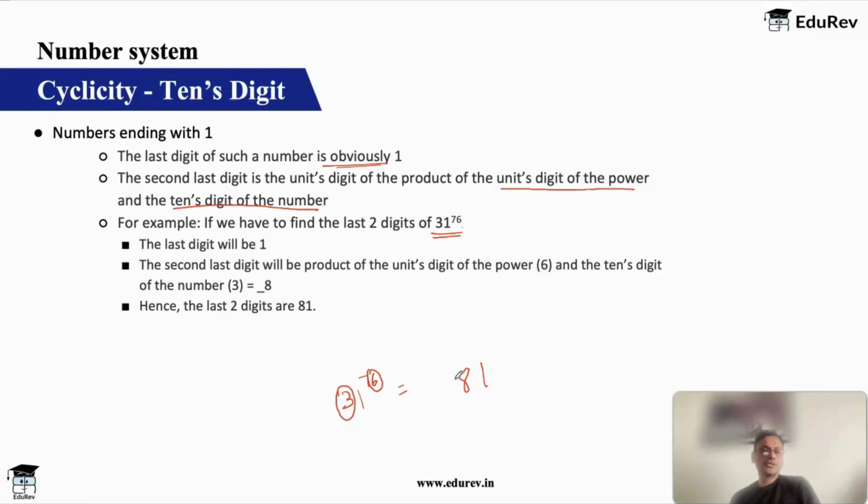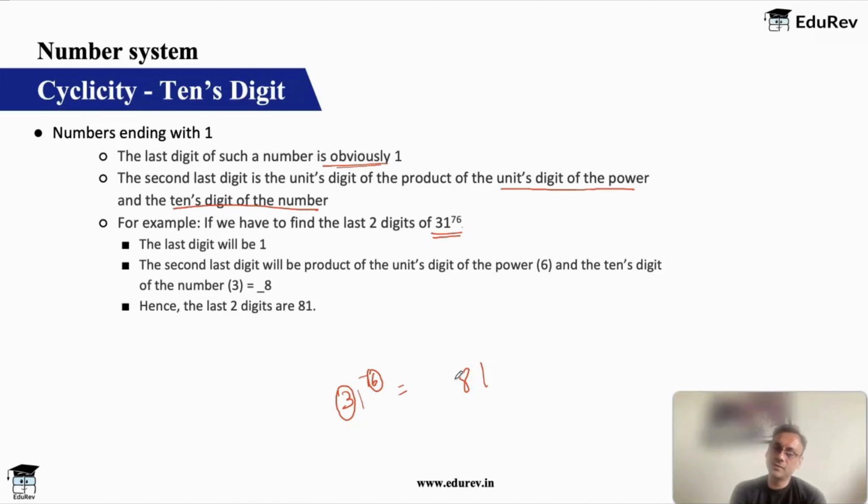So the last two digits of this number will be 81. This also comes from binomial, so if you want, you can go back and check and understand how this has been derived. But a very, very important derivation, and we are going to use this very heavily. So I'll just repeat.